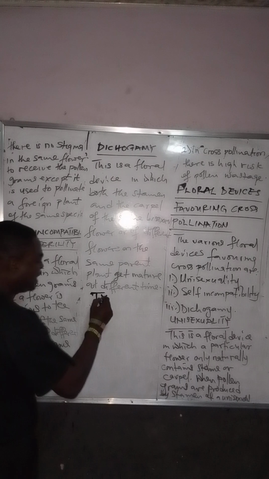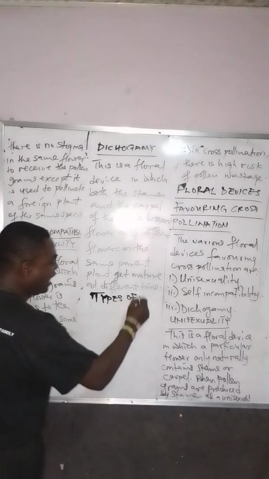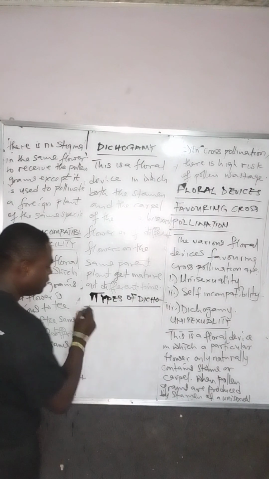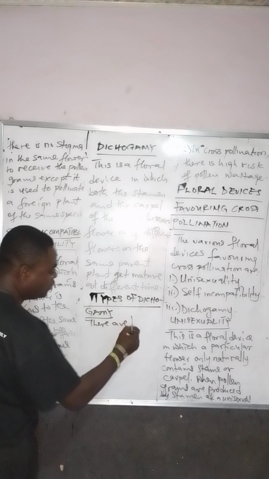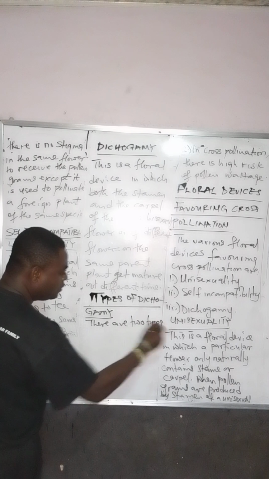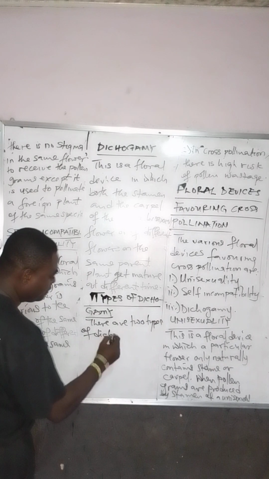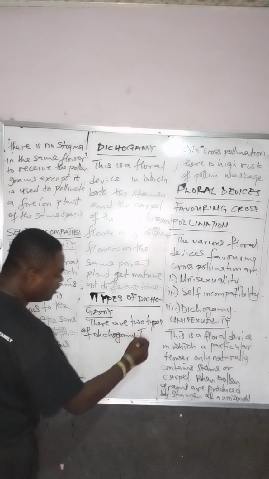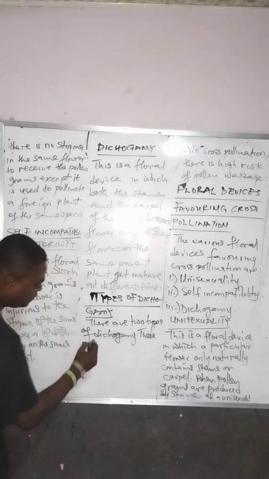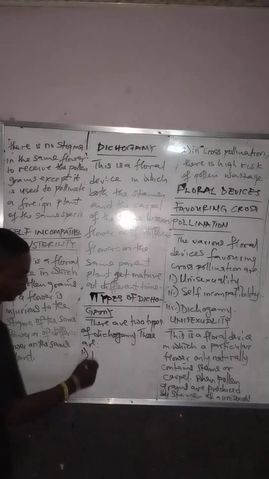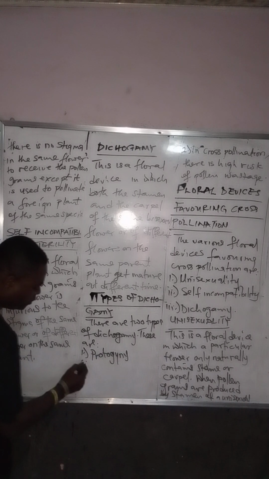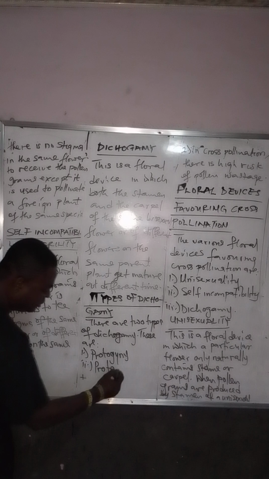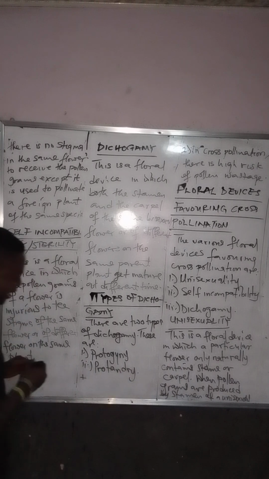Now, types of dichogamy. There are two types of dichogamy. These are: one, you have protogyny, and two, you have protandry. Now let's take them one by one. What is protogyny?